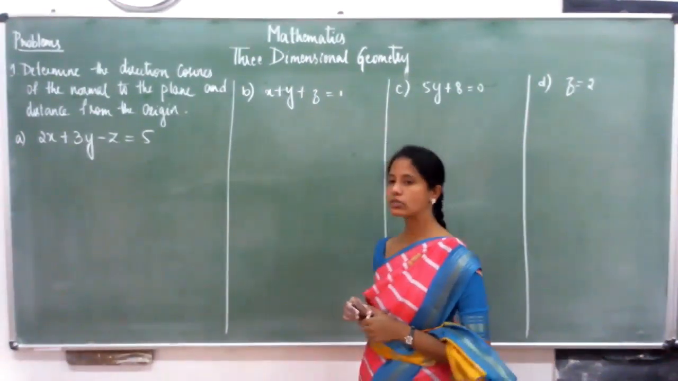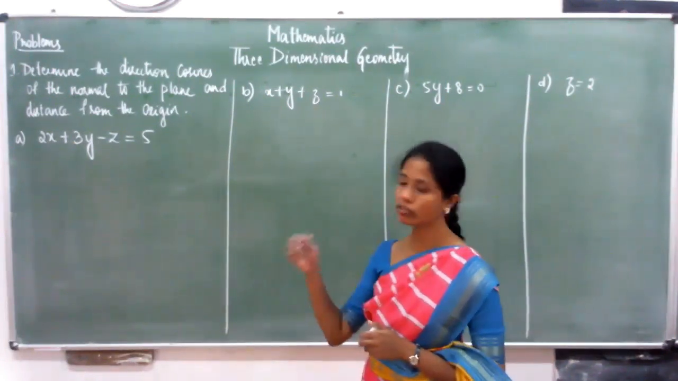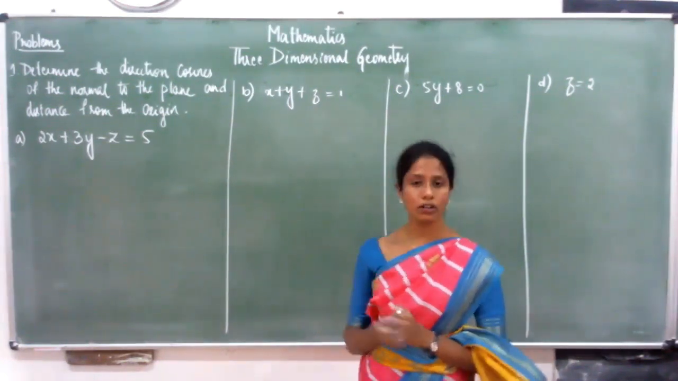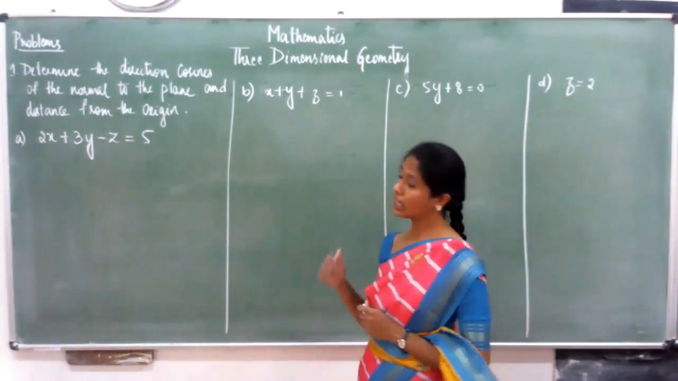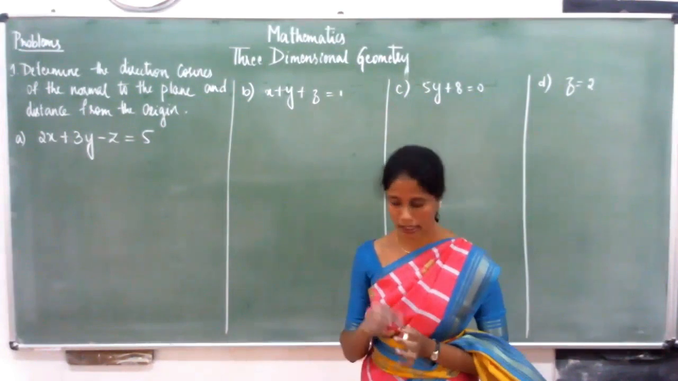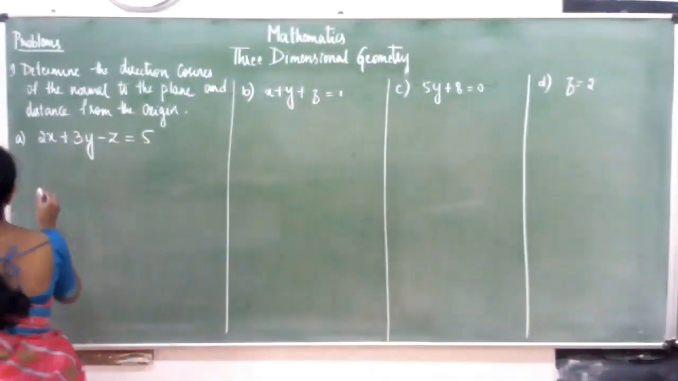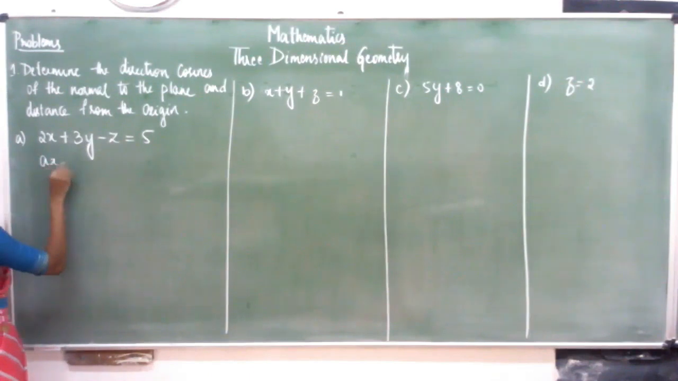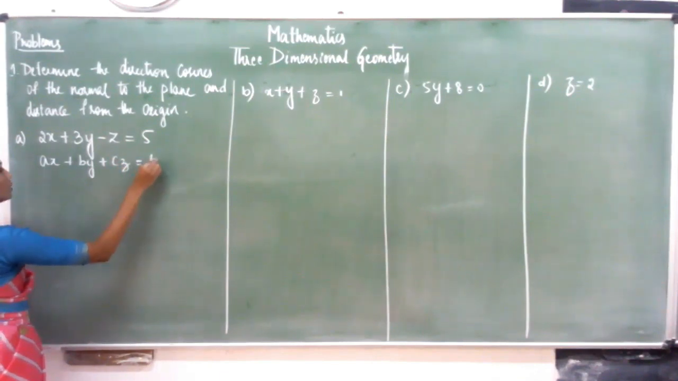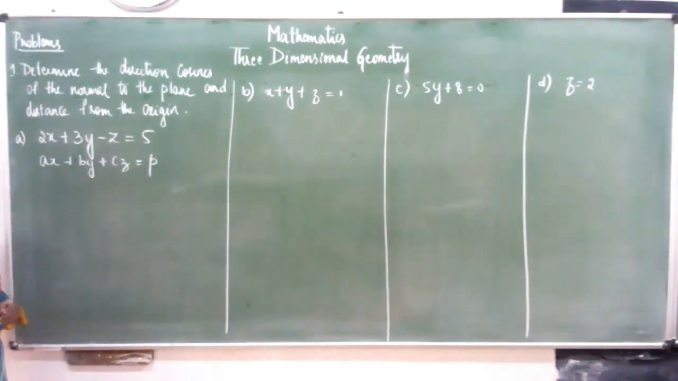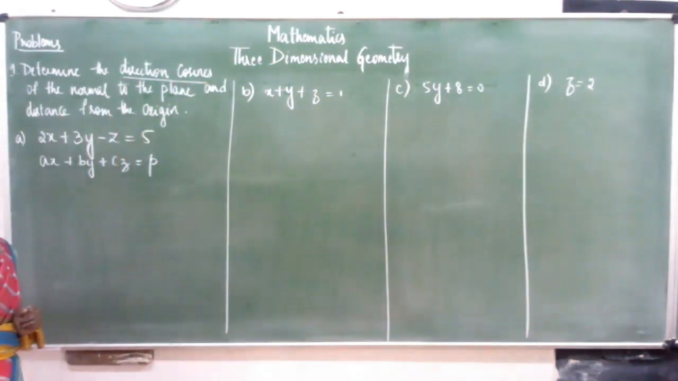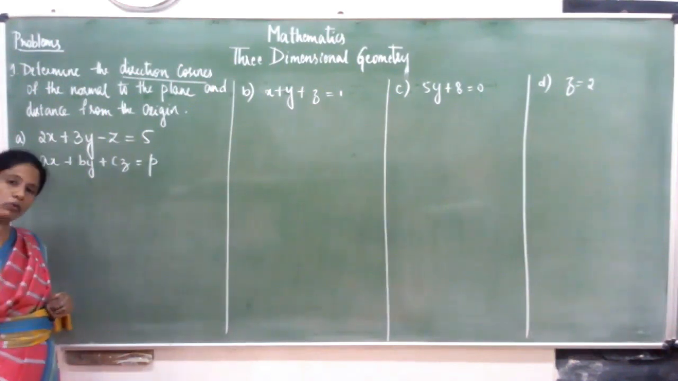So here they have asked us to determine the direction cosines of the normal to the plane and the distance from the origin. Means we need to find D, and also the direction cosines of the normal to the plane, that is for the vector n. First and foremost, the given equation is in the form ax plus by plus cz is equal to p. We need to find the direction cosines, means L, M and N, and also D.